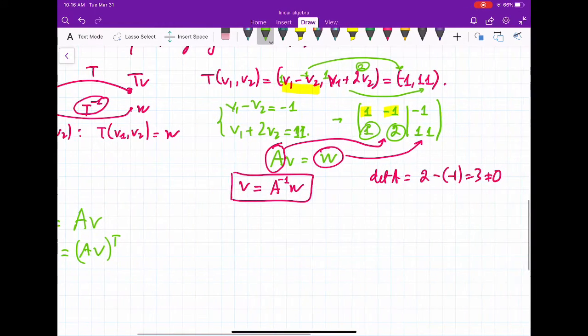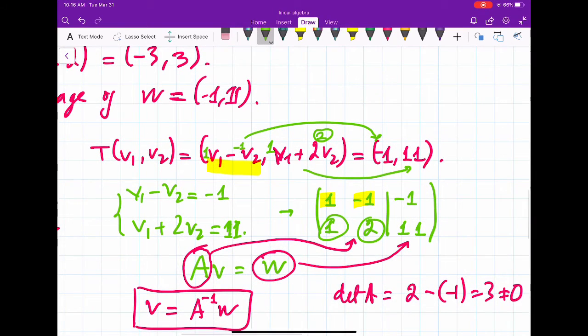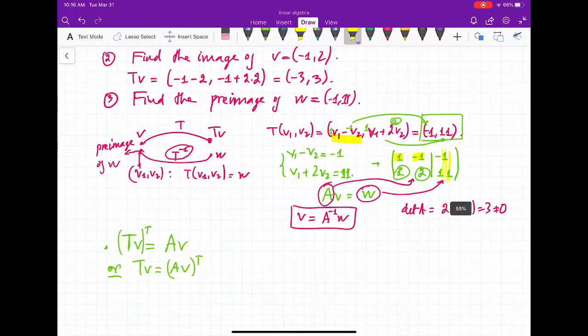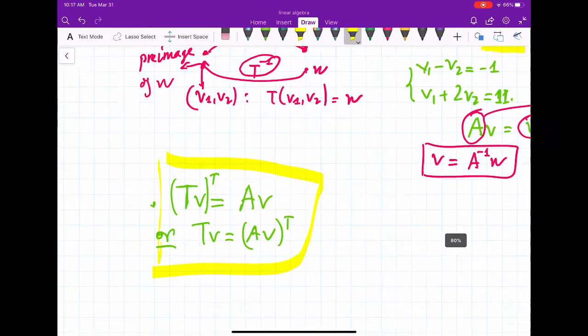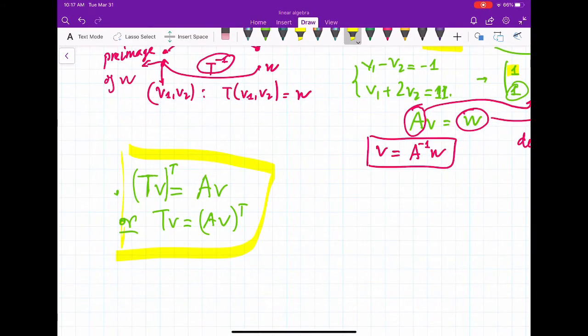Right? You can look at this, the definition. So we need transpose because, in this case, we have negative 1, 1, 1, and here is negative 1, 1, 1. That is just transpose, right? Okay? So this example just tells you that for the linear transformation T, you have a corresponding matrix A such that TV transpose equals AV, or TV equals AV transpose. Okay? And it turns out that this is true for any linear transformation.